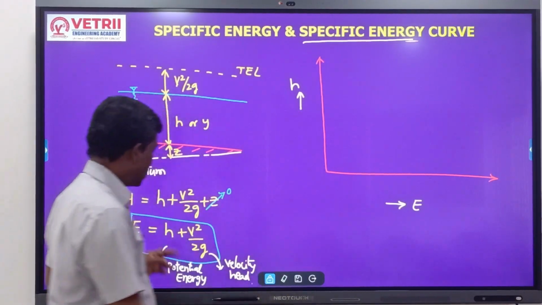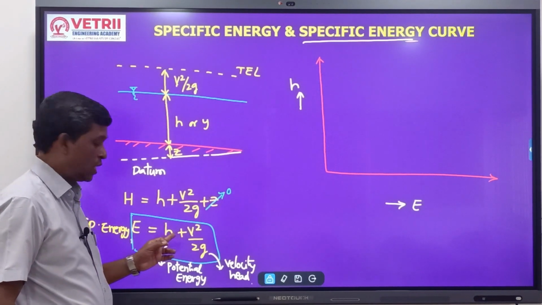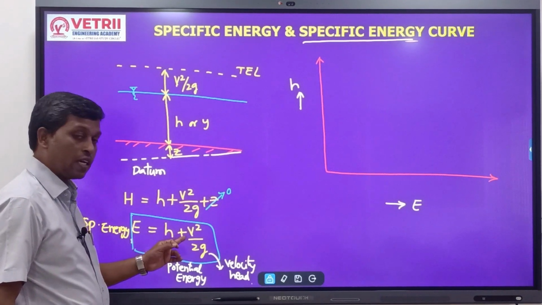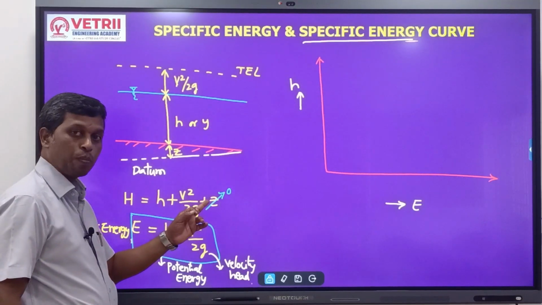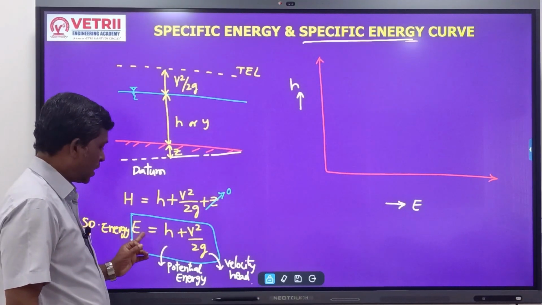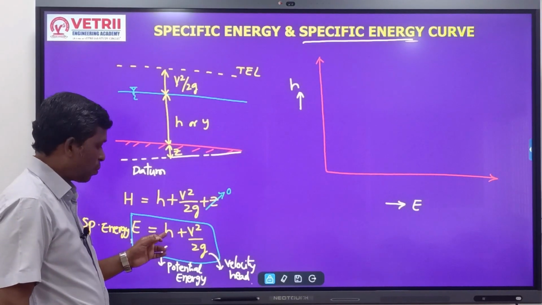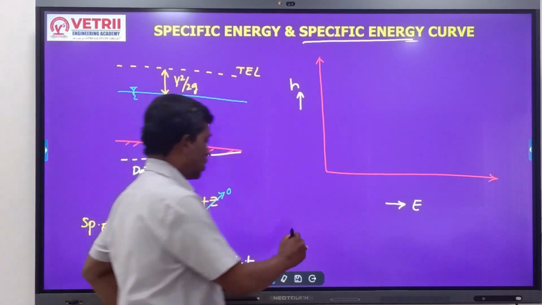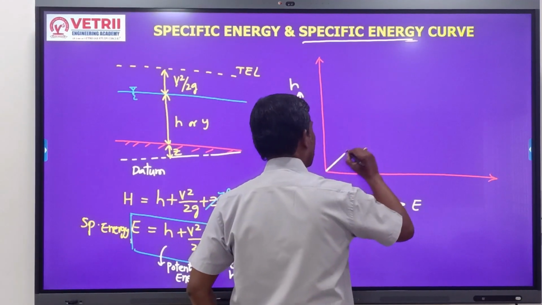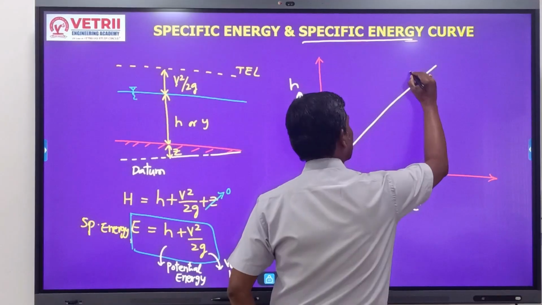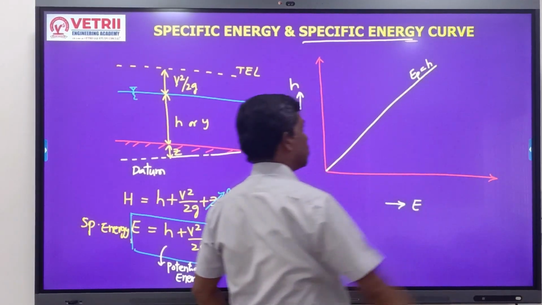Already we have seen specific energy is E is equal to H plus V square by 2g, a combination of H as well as kinetic head. If we divide this and try to plot, we can write E is equal to H. So E is linearly proportional to the depth. We can draw this as a linear line, E is equal to H.